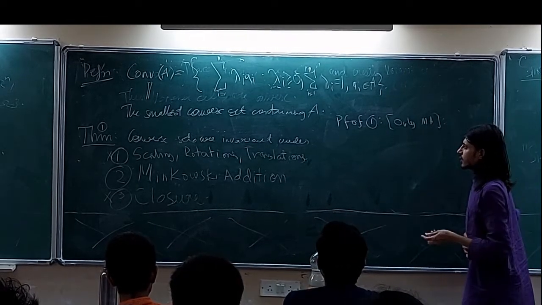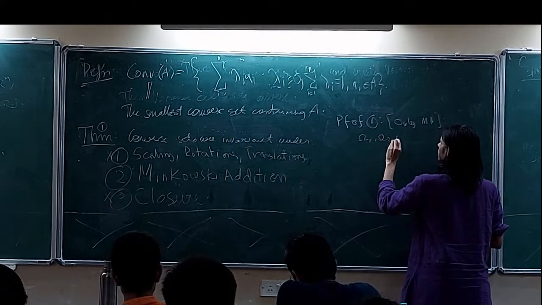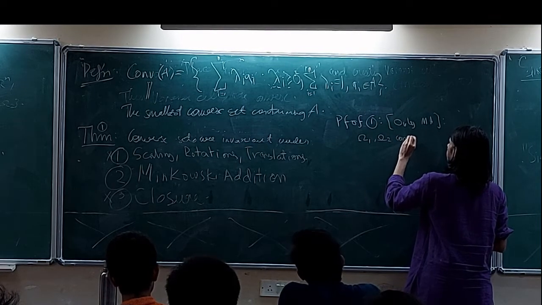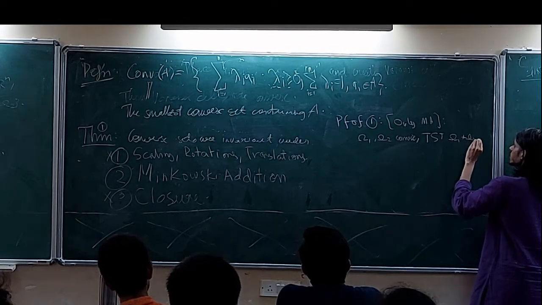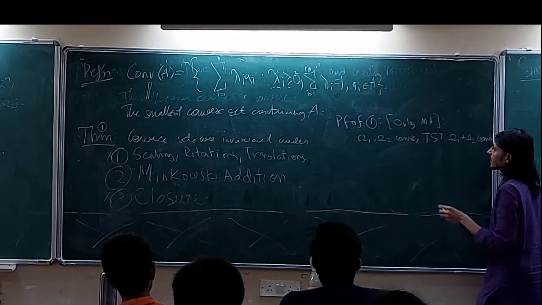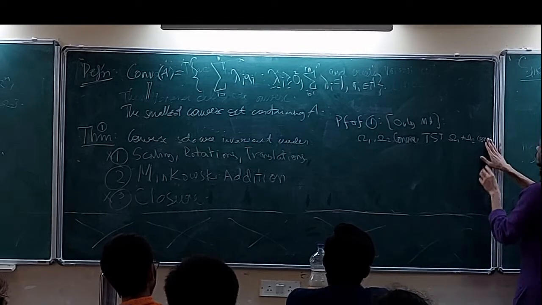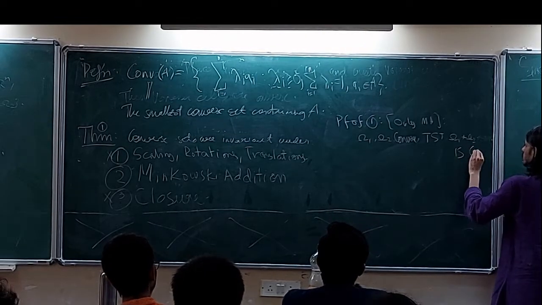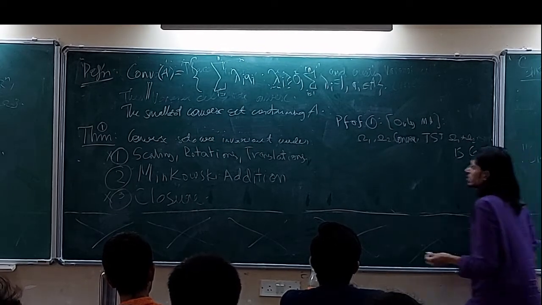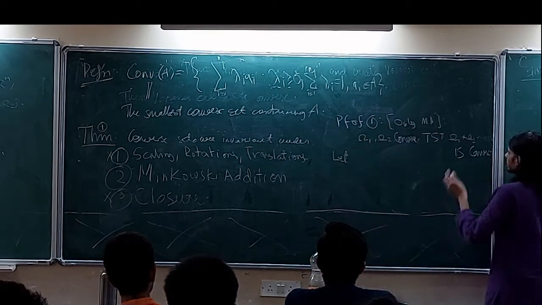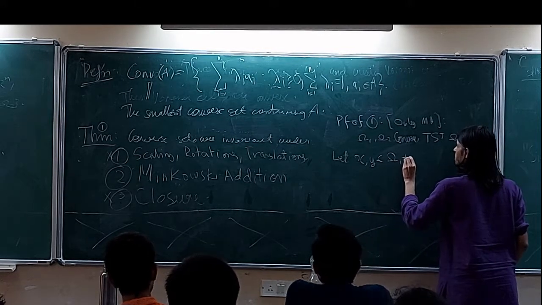So how do you prove that? Let's say you have two sets, omega 1 and omega 2, that are convex, right? And you want to show that omega 1 plus omega 2 is also convex. How do you do that? You take any two points in omega 1 plus omega 2. So let x and y be two points in omega 1 plus omega 2.